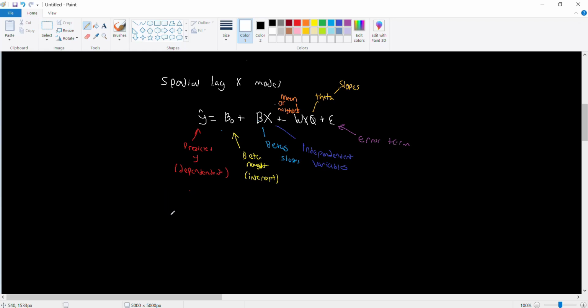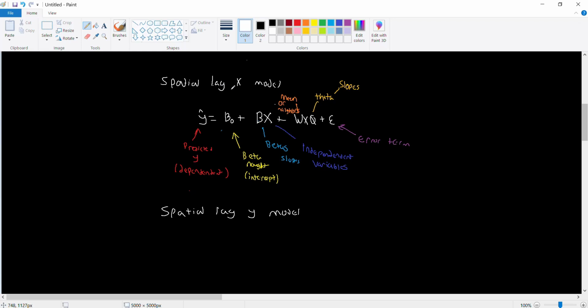And in this lecture video, I want to go through the equation of the spatial lag y model. Now I've left the spatial lag x model there because what we're going to see is it's going to be very similar, but there's going to be one key difference, and that key difference has to do with the lag y versus the lag x.